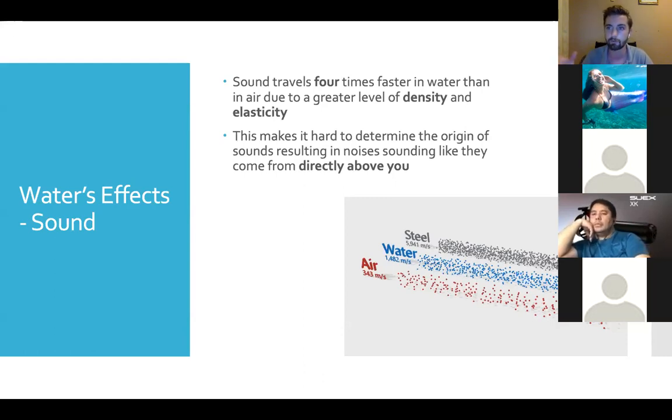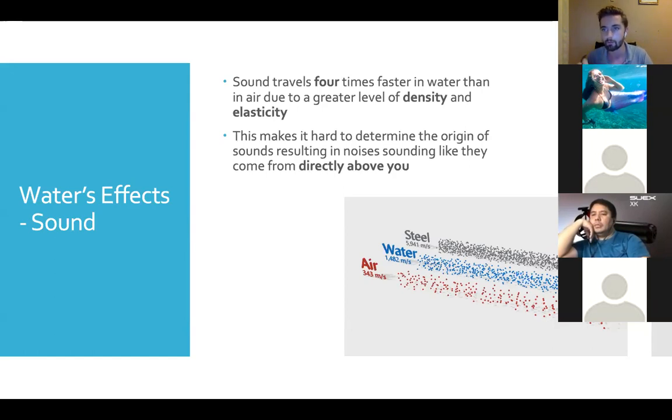So when we're able to detect the origin of a sound, what's typically happening is our ears are taking the sound from one side before it hits the other. And that sort of delay between our ears picking up a sound is what's allowing us to determine direction. Now, when sound is moving four times faster underwater, it's a lot harder for us to actually do that differentiation of distance. And it kind of goes a step further as well.